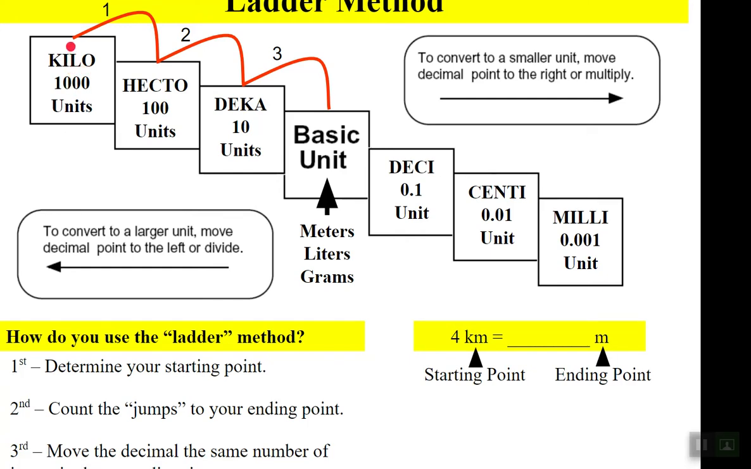So if I'm going to go from kilo to the basic unit, I go 1, 2, 3. That means I would take the 4 and I'd multiply it by 10 to get 40 hectometers, by 10 to get 400 decameters, and by 10 to get 4,000 meters. That's all great, but there's an easier way too, and I'm going to show you how that works.